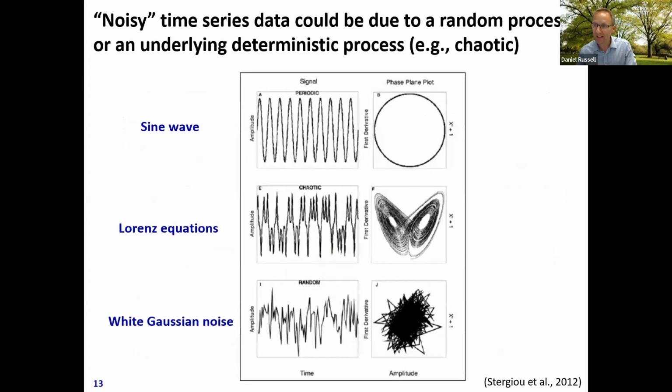So when we look at time series and we see that they're noisy, there are 2 possible things that could be going on, or of course some combination thereof. It could be a random process, or it could be a deterministic process that's underlying this. So you see a sine wave on the top graph. A phase plane plot is simply a plot of a value against its first derivative, its slope, and you can see that it's a very simple, what we would say, attractor, a limit cycle attractor.